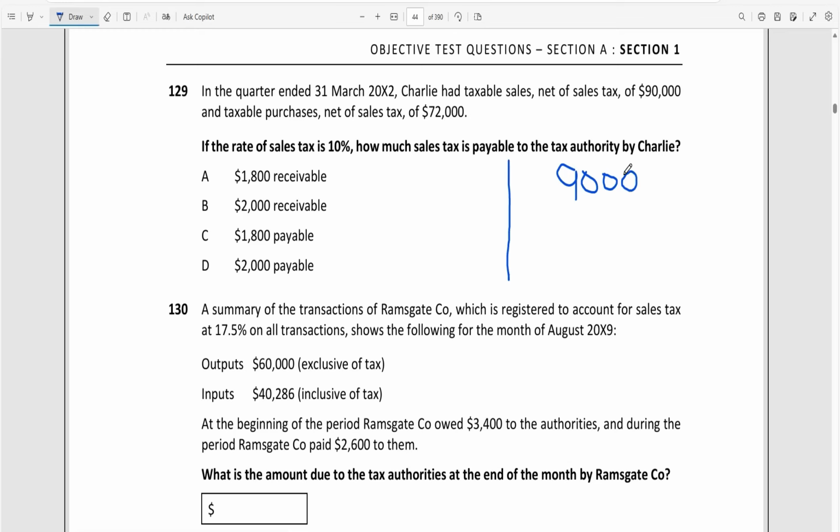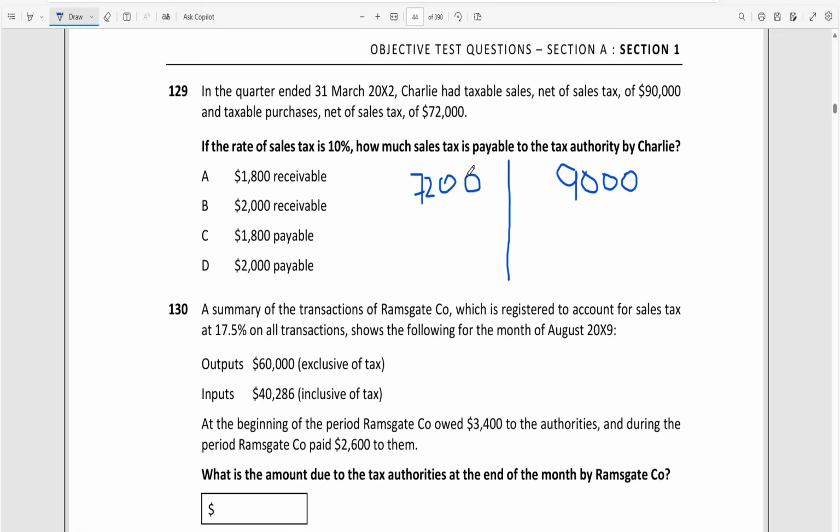And again we have purchased the goods on which sales tax will be, if we multiply this by 10%, it will give 7,200. Okay, so this will give 7,200, and this will reduce our liabilities, so it will be posted on the debit side.